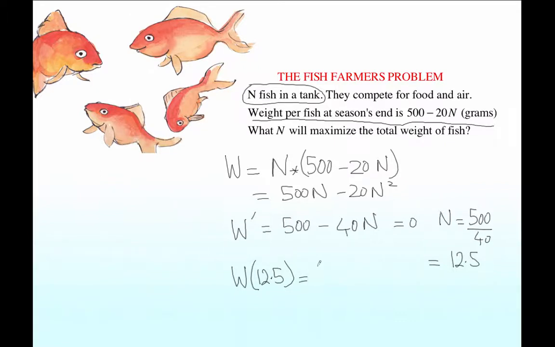It turns out to be 3125. Are we sure this is going to maximize rather than minimize? Well, again, on physical grounds, you would say it will maximize. What about on mathematical grounds? W double prime is, you can see from there, minus 40, and this is negative, of course. So again, we should be at a maximum.